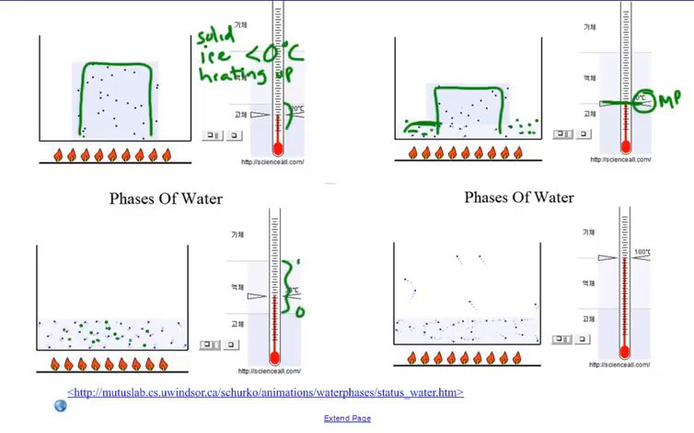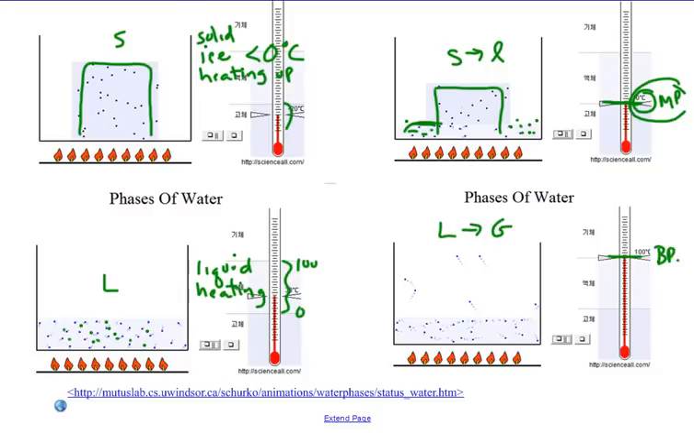So between 0 and 100 degrees Celsius you have a liquid that is heating up, but there's no phase change at this point. Here you have the liquid, here you have the solid, but while the solid turns into the liquid, the temperature stays constant. Once the temperature hits 100 degrees, that's the boiling point for water, and it's in this phase that liquid turns into a gas. So there's a phase change right there.